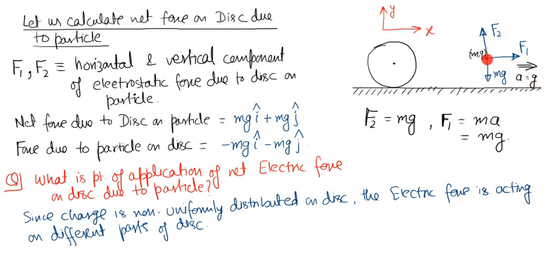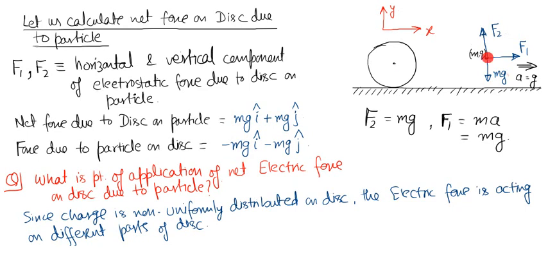Now let us draw the free body diagram of this particle. As you can see in this figure, I have drawn the free body diagram of this particle. mg is the downward force of gravity which Earth is exerting on this particle. Now F1 and F2 are the horizontal and vertical components of the electrostatic force due to the disk on the particle. Because the disk has some charge, it will exert some force on this particle.